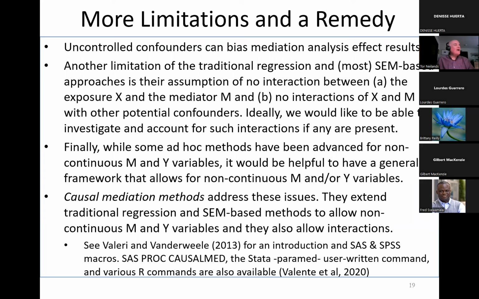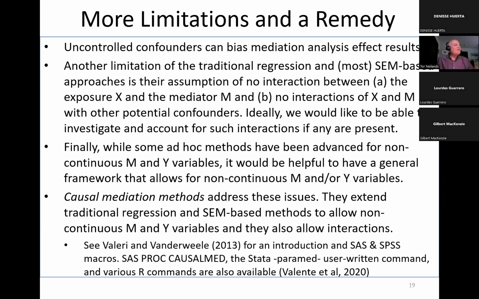So what's the problem? Well, uncontrolled confounders can bias analysis effect results. A limitation of the traditional regression and most SEM-based approaches is their assumption of no interaction between either the exposure and the mediator, or the exposure and other potential confounders. So ideally, we'd like to be able to investigate and account for such interactions if in fact they are present.